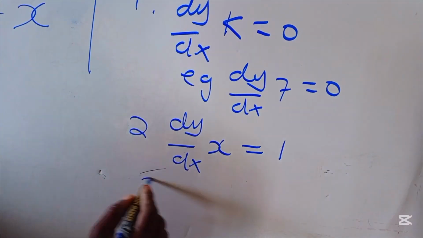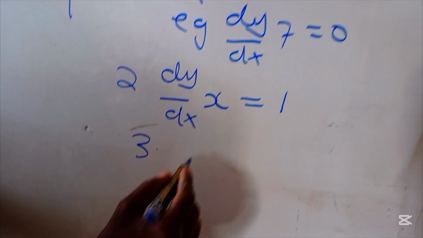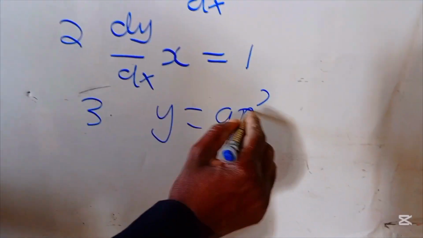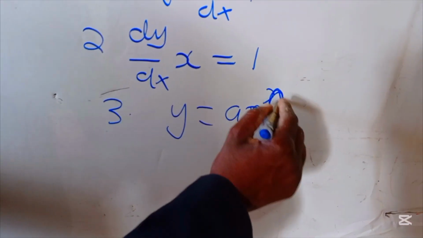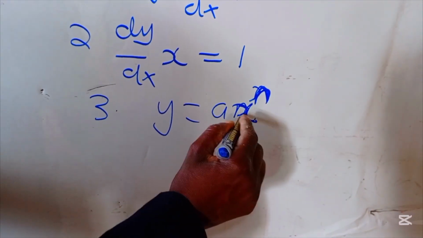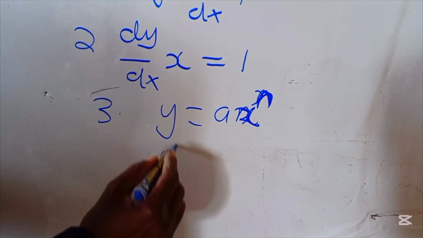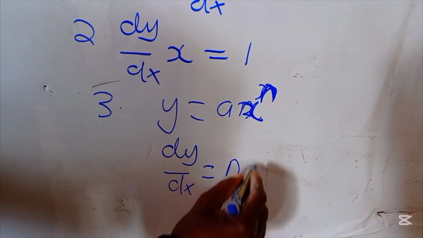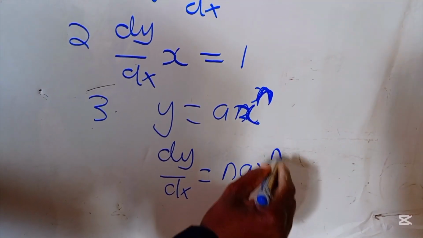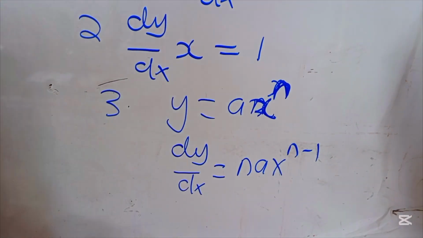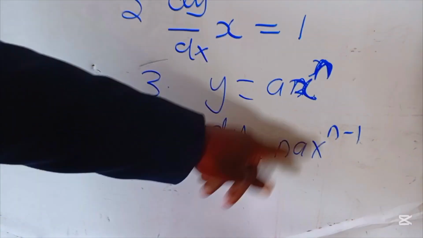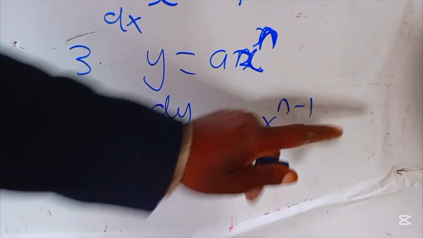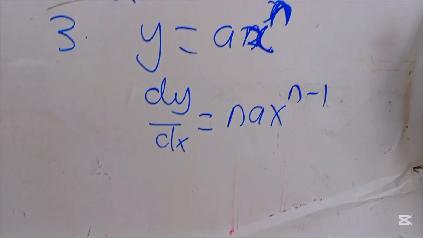Then another thing we should understand about dy/dx: if my function is y equals x to the power n, dy/dx simply means n times x to the power n minus 1. This is how we differentiate. So dy/dx of any function is that you multiply the power with the coefficient and then you subtract 1 from the power. This is what we'll be doing here.